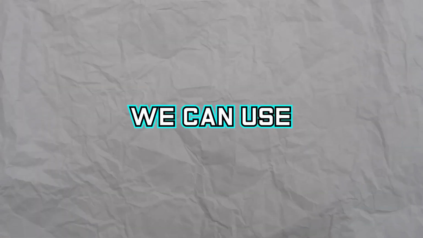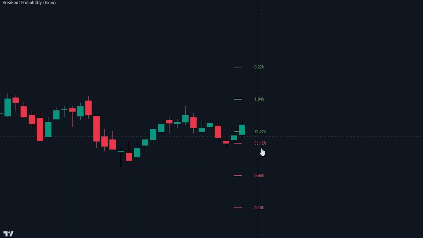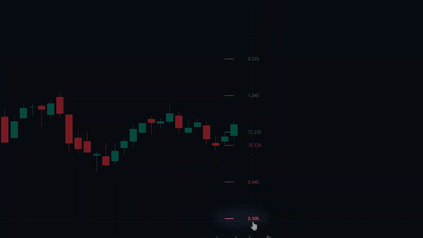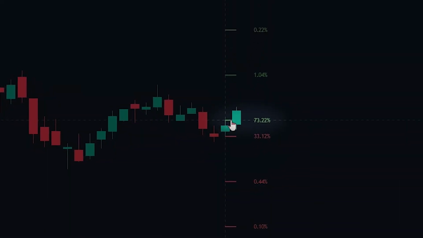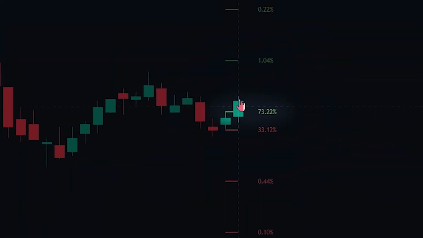The third way we can use the indicator is by utilizing the levels for your stop loss. In this example, we can see that the chance of the next candle reaching this level is 0.1%. Along with this, we can also see that there is a 73.22% chance of the price breaking above the high of the previous candlestick.